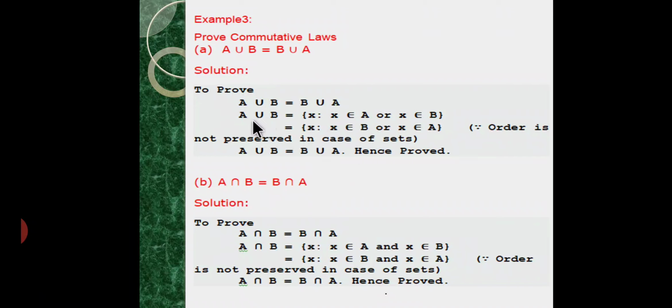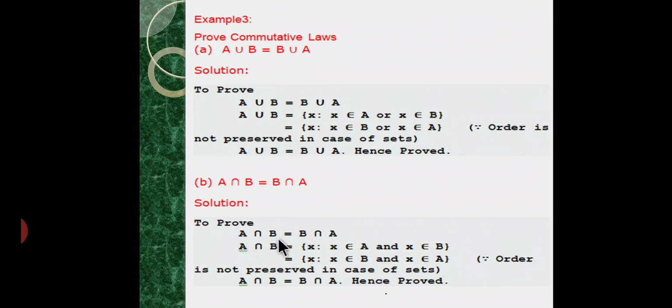So here we consider x belongs to A union B. Here we proved x belongs to B union A. So from that A union B is equal to B union A. Hence proved. Second one, A intersection B is equal to B intersection A.